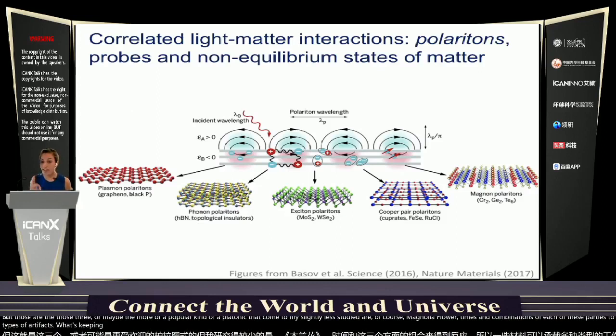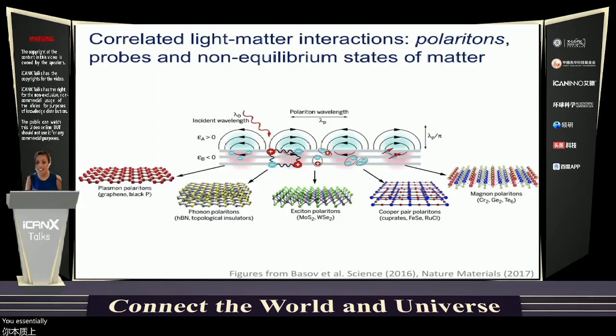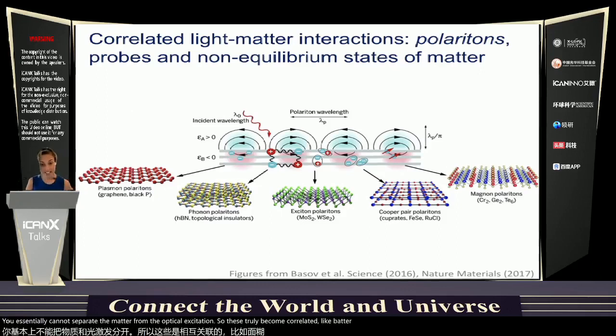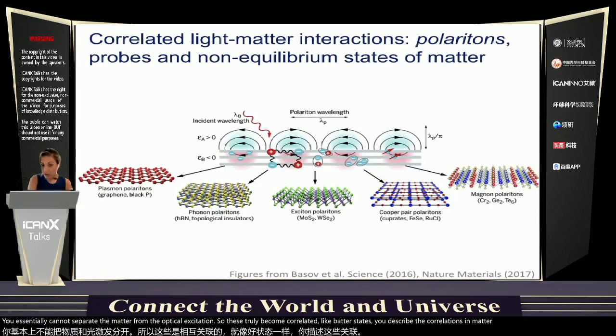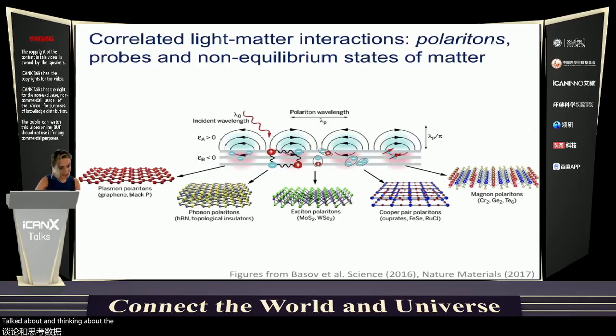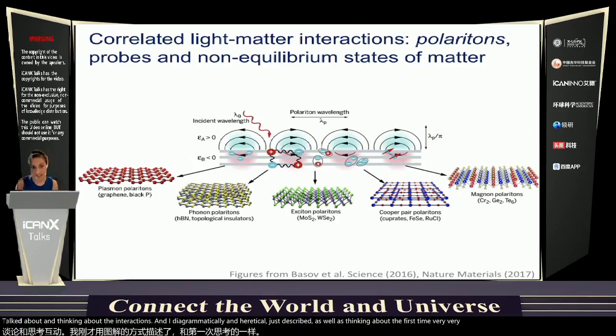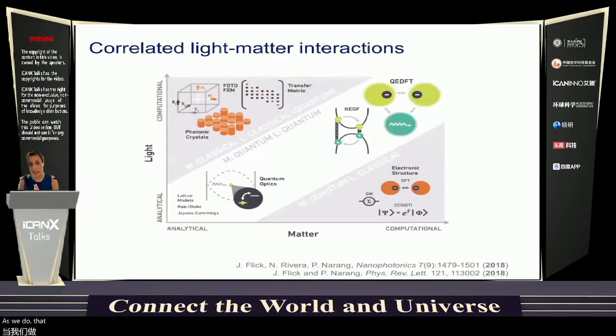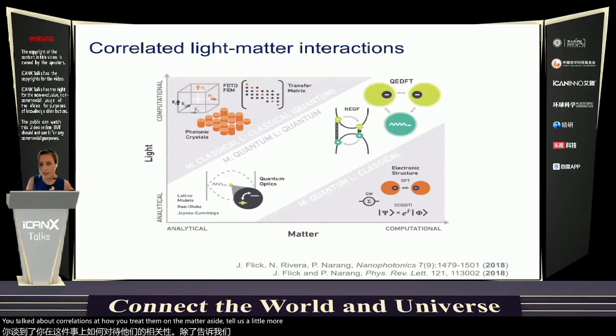What's key about these polaritons is that you essentially cannot separate the matter from the optical excitation. So these truly become correlated light-matter states. You describe the correlations in matter using all of the techniques I talked about and thinking about the interactions I diagrammatically and heuristically just described, as well as thinking about the photon very precisely. As we do that, you might say, well, you talked about correlations and how you would treat them on the matter side. Tell us a little more about the photon side.